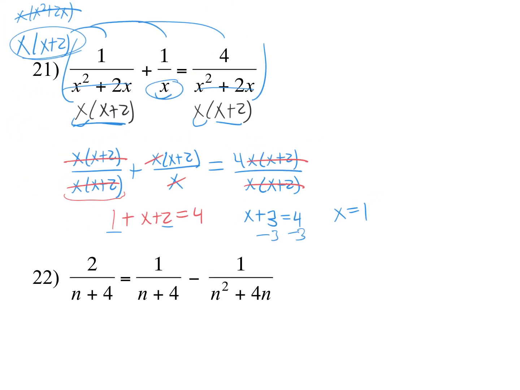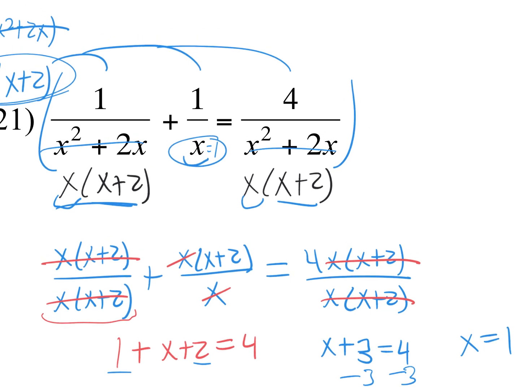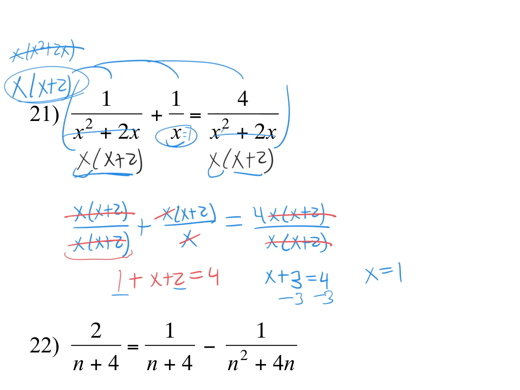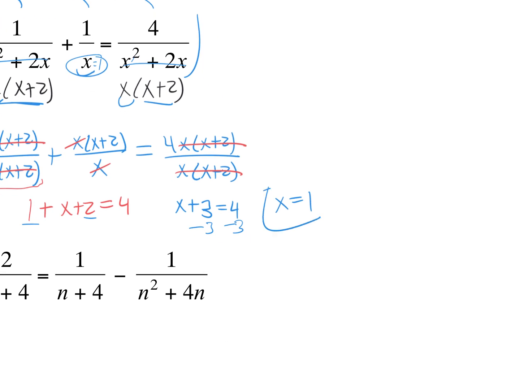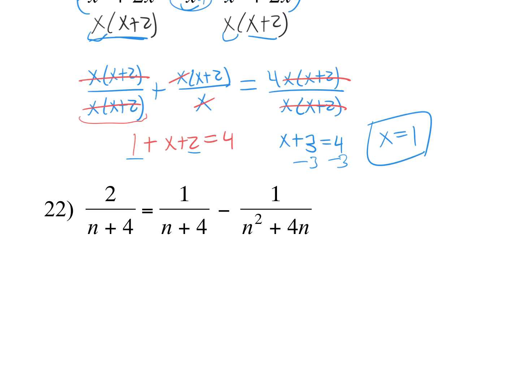All right. And then when you plug 1 into the denominator, do we get 0 anywhere? 1 squared plus 2 times 1, that's not going to be 0. And then when you replace this x with a 1, again, that's not going to be 0. And then same thing here, 1 squared plus 2 times 1 is not going to be 0. All right, so then x equals 1 is our answer. So again, always check your solutions.